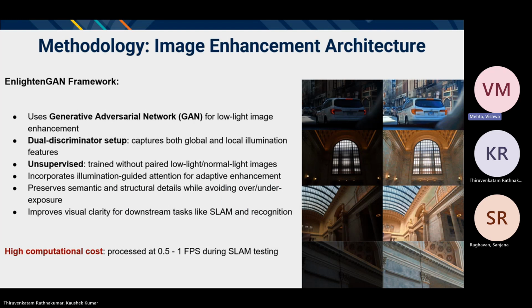The first image enhancement architecture that we experimented with was EnlightenGAN, where GAN stands for Generative Adversarial Networks. It was chosen due to its capability of being trained on unpaired data, which makes it convenient for developers. It works with a dual discriminator setup that handles global and local illumination separately, preserving semantic and structural details while controlling the overall exposure. However, the model proved to be computationally expensive, and the SLAM algorithm ran at 0.5 to 1 FPS, which is troublesome for online computation.